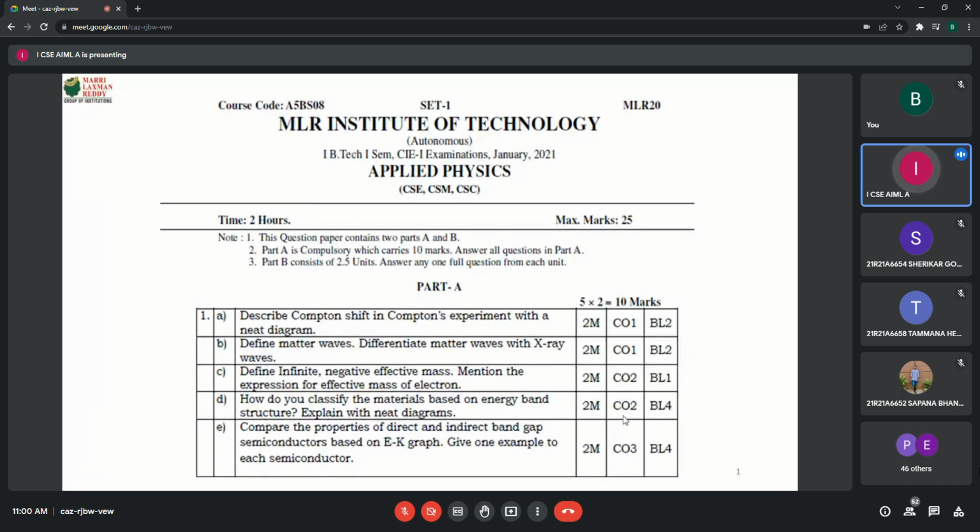He will take care about that. Only that thing is here. Bloom's level is 2. That is not the unit number actually. Okay, but these are all nothing but first unit course outcome.